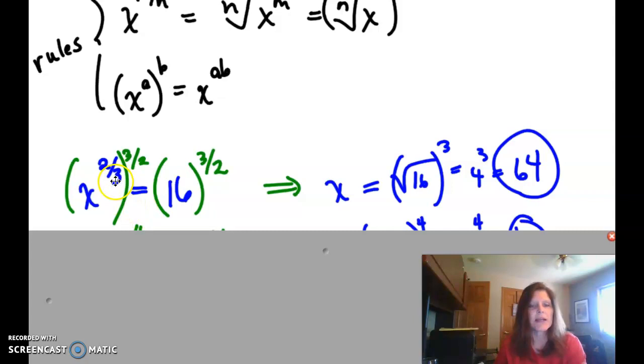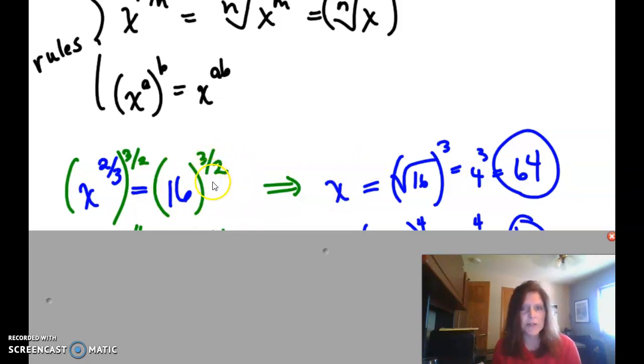Well, I know that I can raise that side over here on the left to something to solve it. And if I raise it to something, I'm going to be multiplying my exponents. I want to end up with just plain x, so it makes sense to use the reciprocal of whatever the exponent originally was. So I'm going to take this and raise it to the 3/2 power. Whatever I do on the left, I do on the right. So 2/3 times 3/2 gives me my plain x. Yay. Other side, I have 16 to the 3/2.